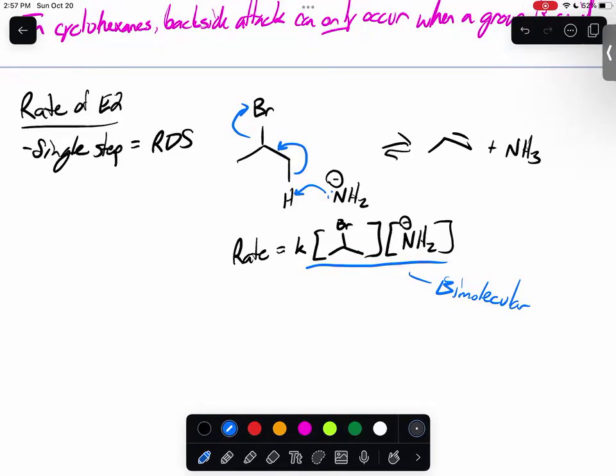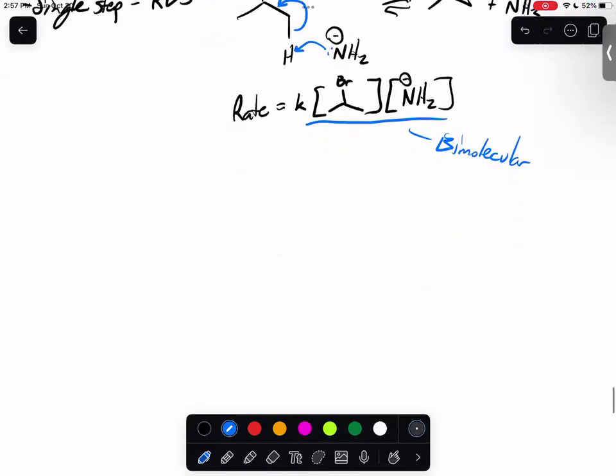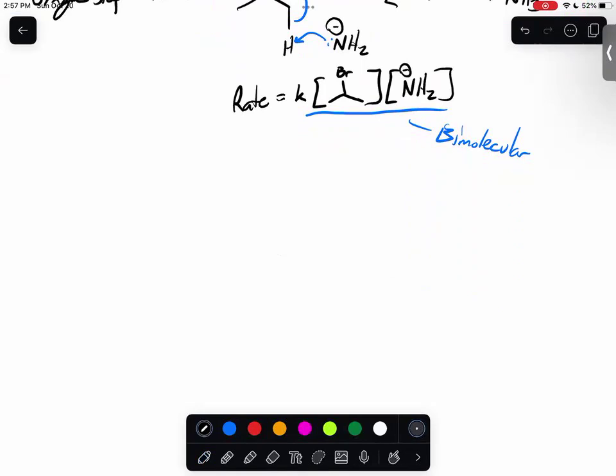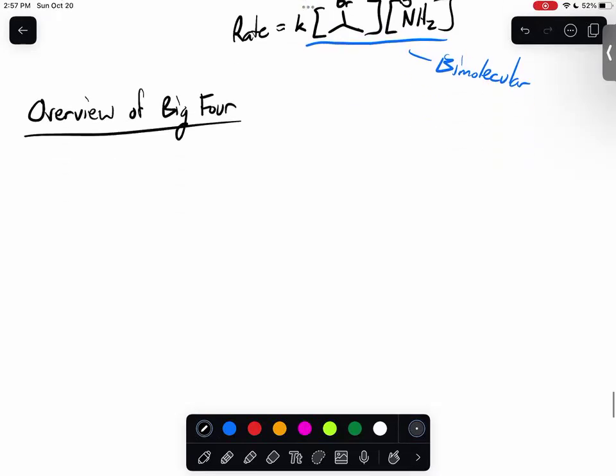So how does all of this relate? This is where we finally get everything together, where we can actually look at the big four reactions that we've been talking about recently. So, an overview of the big four. Essentially, we can make one dividing line immediately. That is between what we'll call strong nucleophiles and weak nucleophiles.